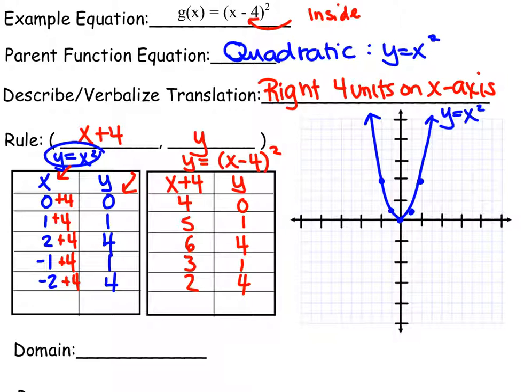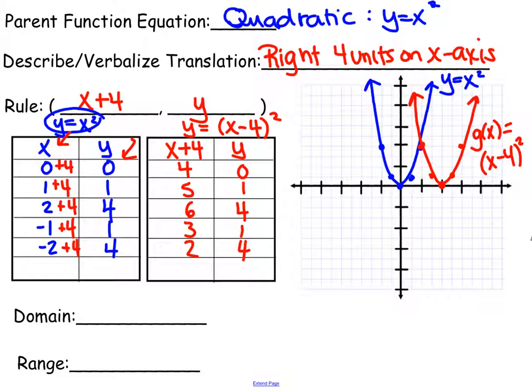All right, we should see from the blue function to now our red function that all of the ordered pairs have moved right 4 units. So here's 4, 0. 5, 1, 6, 4, 3, 1, 2, 4. All right, this is our g of x function, now graphed out. All right, let's identify the domain and the range. The domain for all of our parent functions and all of our quadratics, when we do the translations, is going to be domain is all real numbers, negative infinity to positive infinity.